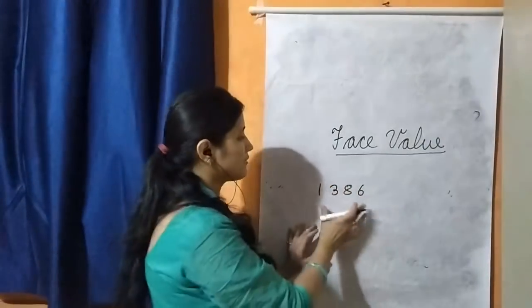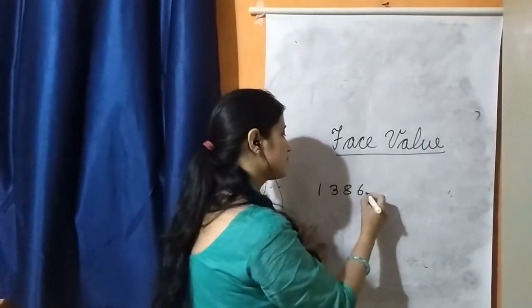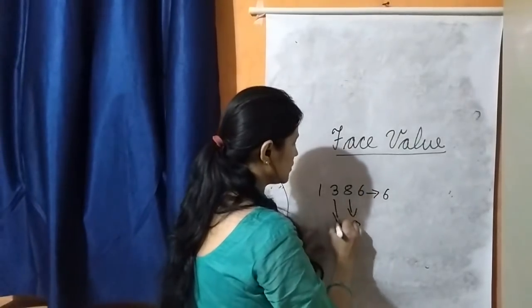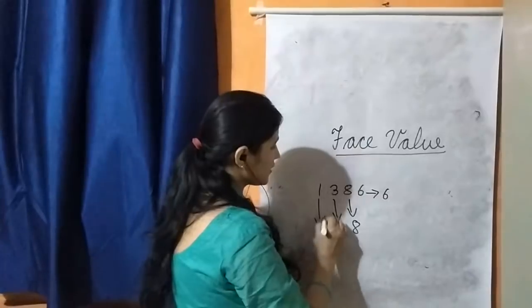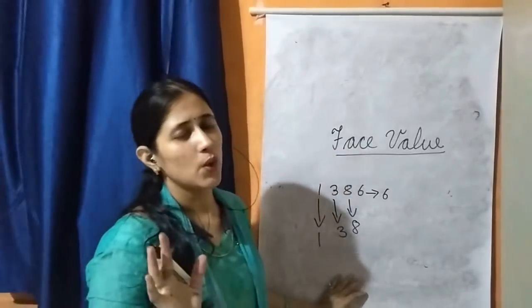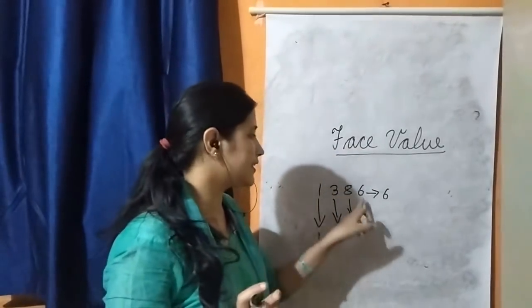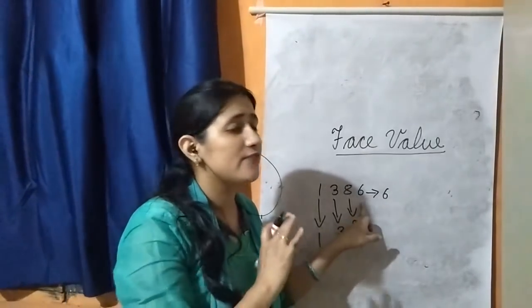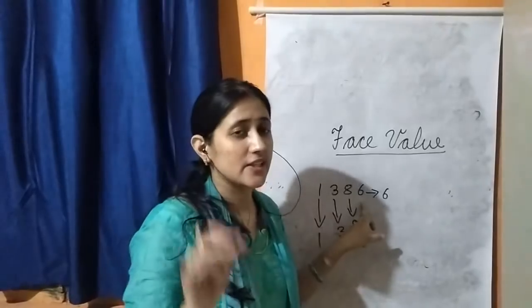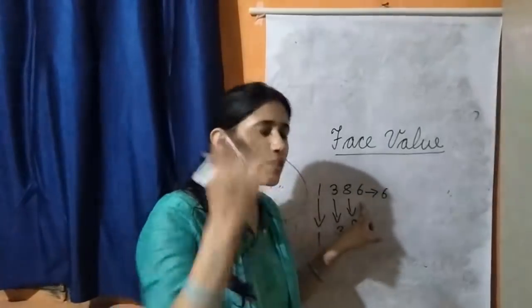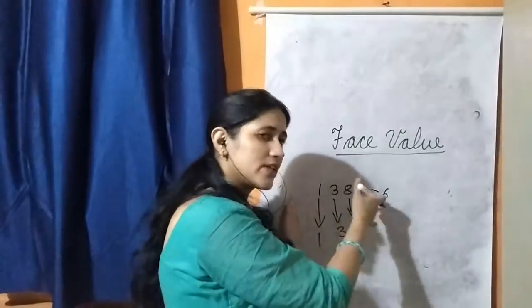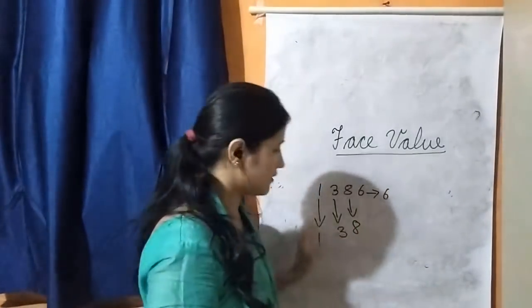Face value of 6 will be 6, face value of 8 will be 8, face value of 3 will be 3, and face value of 1 will be 1 only. The digit itself, whatever is the place value of a digit, its face value will never change. Like whatever is your place, your face is not going to change. In that way, the face value of a digit is the digit itself.